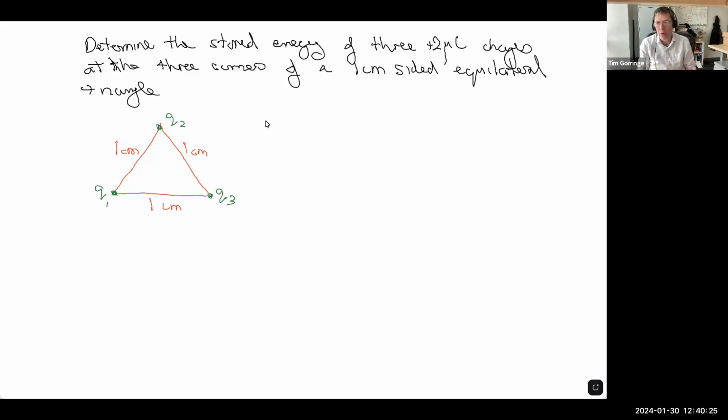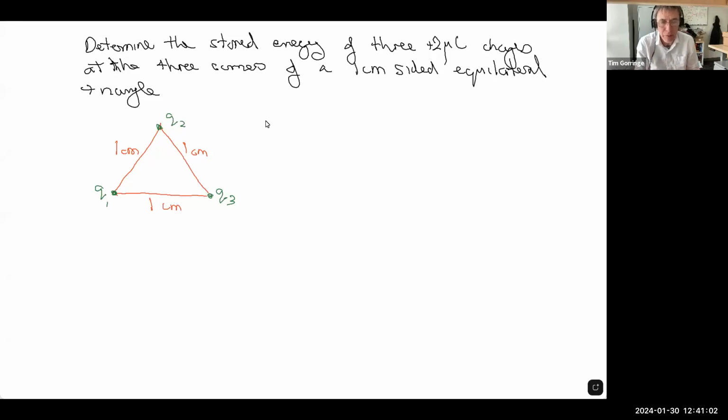I wanted to work through a problem of calculating the electrical energy stored in an arrangement of charges. In this particular problem, we've got three charges. They're each positive 2 microcoulombs, so they're all charges of the same sign, same size. These three charges are arranged at the three corners of an equilateral triangle, and the sides of the equilateral triangle are 1 centimeter on each side.